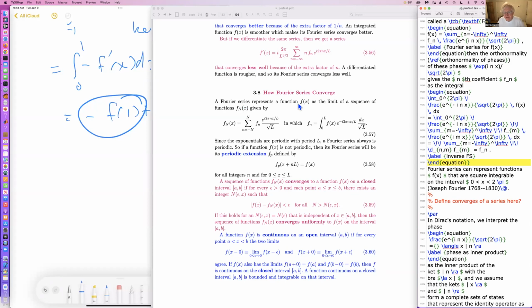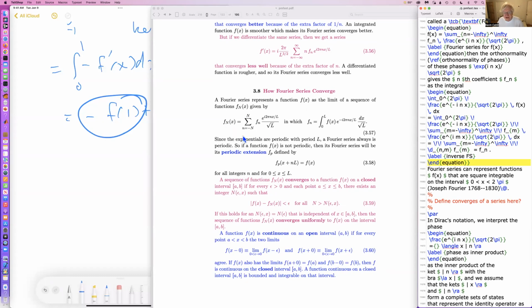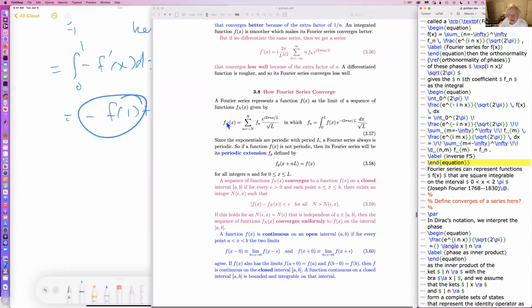So a Fourier series obviously represents a function as a limit of a sequence of functions. So in other words, f sub capital N is this limited sum where each coefficient is given by this integral. And so that's the sense in which we're doing this. The Fourier series is a limit of a finite series. In other words, an infinite series is a limit of a finite series.